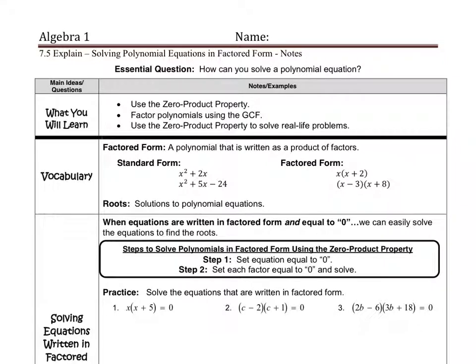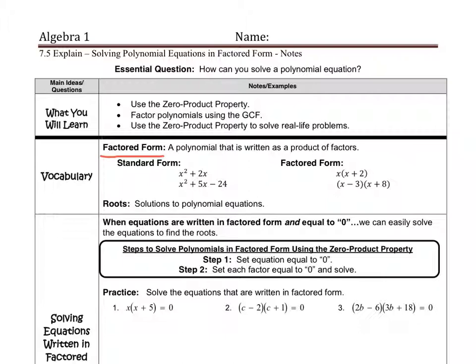Today we're going to start exploring polynomials that are actually written in factored form. So we need to look and see what it means to be in factored form. And all that means is a polynomial, so something with multiple terms, that is written as a product of factors.